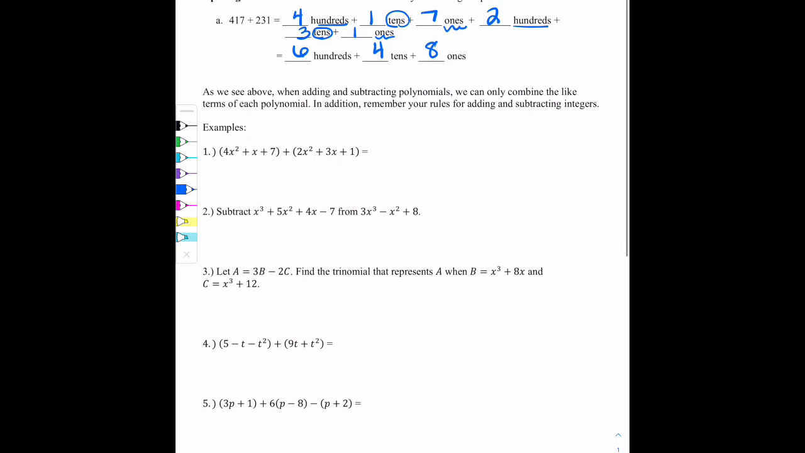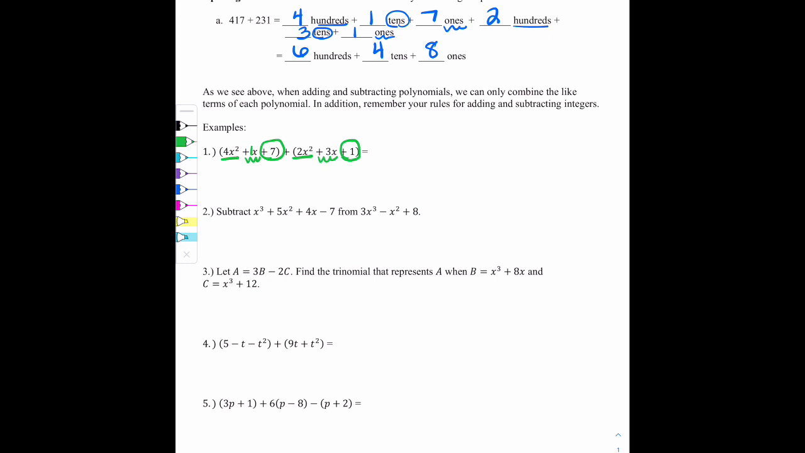So let's start out with example 1 of 4x squared plus x plus 7 plus 2x squared plus 3x plus 1. With addition, we can just start finding our like terms and adding them up. Now, what I like to do with these types of problems is code them based on their like terms. So remember, like terms have to have the same variable and the same exponent, not the same coefficient. So for example, 4x squared and 2x squared would be considered like terms. They both have x and they both have squared. Okay, next we have x, which would match up with 3x. And remember, x is the same thing as 1x. Then we have a positive 7 and a positive 1 that are like terms.